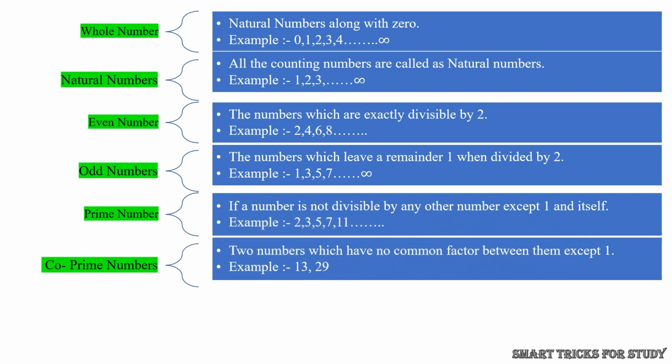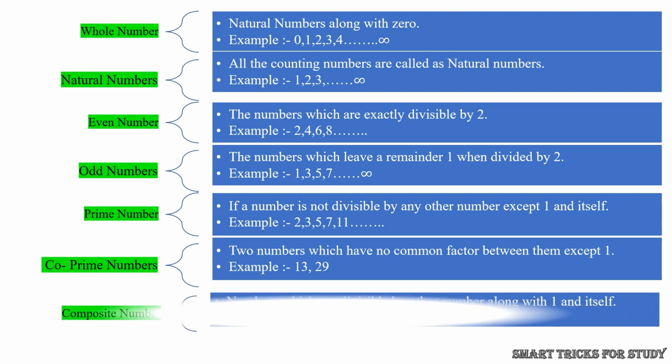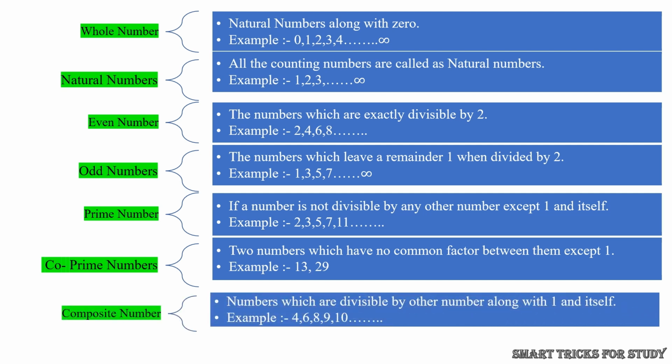Prime number. A number which is not divisible by any other number except 1 and itself. Example, 2, 3, 5, 7, 11 and so on. Co-prime numbers. Two numbers which have no common factor between them except 1. Example, 13, 29. Composite number. Numbers which are divisible by other numbers along with 1 and itself. Example, 4, 6, 8, 9, 10, and so on.